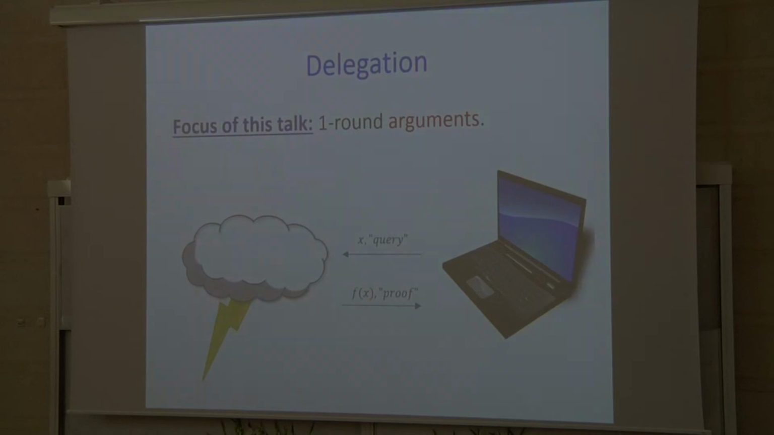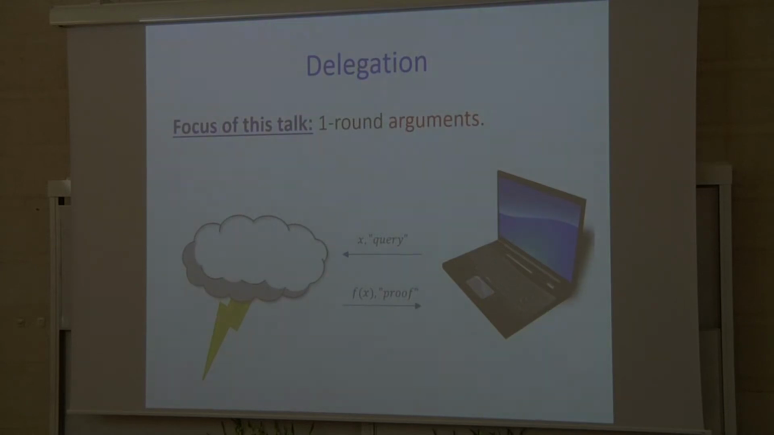In this talk, I want to focus on what's called a one-round argument system. So one round is kind of straightforward. We just want one message sent from our laptop to the cloud, which includes some input x and maybe some additional information. It gets back an answer, which is the result f of x, together with a proof, and decides whether to accept this value of f of x or not. Okay, that's a one-round thing.